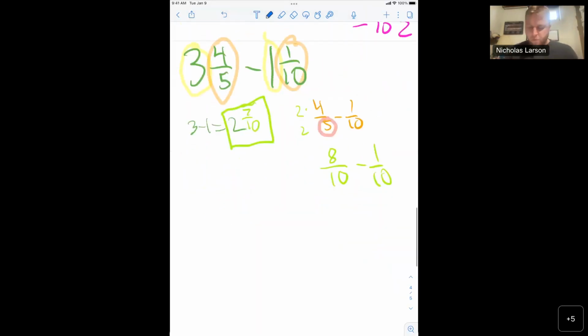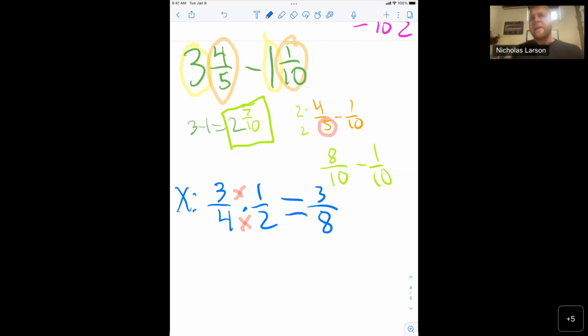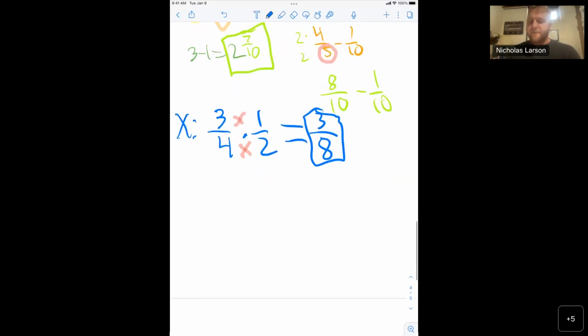Multiplying fractions. We don't necessarily need a common denominator. It's nice if we have one, but we don't always need it. So if I take, let's say 3/4 times 1/2, I'm going to multiply the top and multiply the bottom. 3 times 1 is 3, 4 times 2 is 8. Now I need to say, is there anything I can do to simplify? The answer is no. So I'm done. When you multiply, you do not necessarily need common denominators.